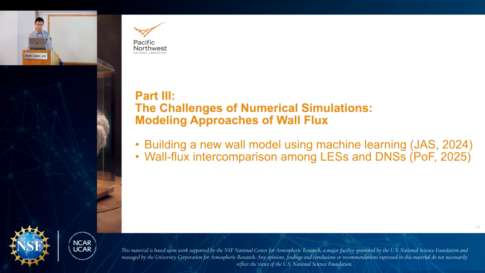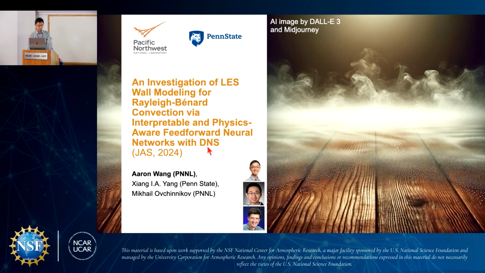Okay, the last part is on the challenges I'm dealing with, which is the wall flux. We want to build a new wall model using machine learning, and we also do intercomparisons among LES and DNS models. This one was published in JAS last year: an investigation of LES wall modeling for Rayleigh-Bénard convection via interpretable and physics-aware feed-forward neural networks with DNS. Thanks to Sean and Mihail.